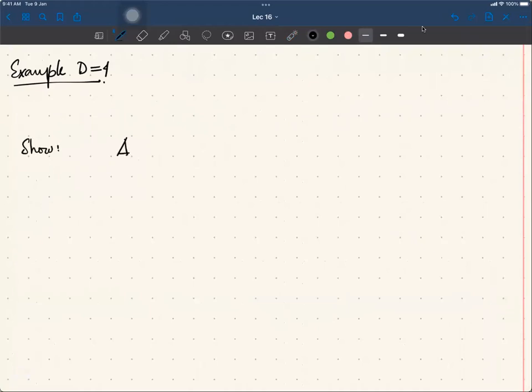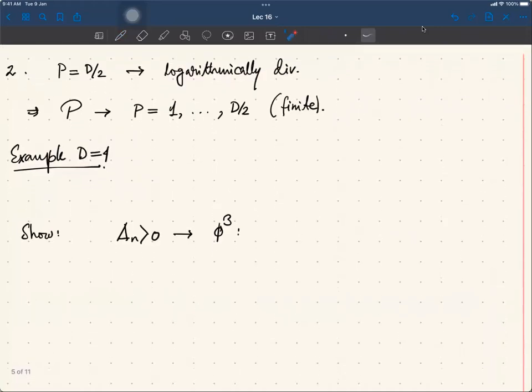Delta n greater than 0 in d equals 4 means phi cube interaction. And in the phi cube interaction, d equals 4 means d by 2 is 2, so the value of p will be 1 and 2. P equals 1 means there is one loop and one vertex. So this is phi cube interaction, and one loop and two vertex will be this one.